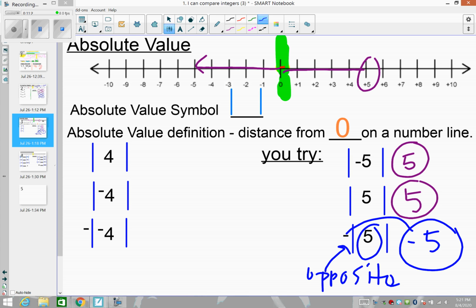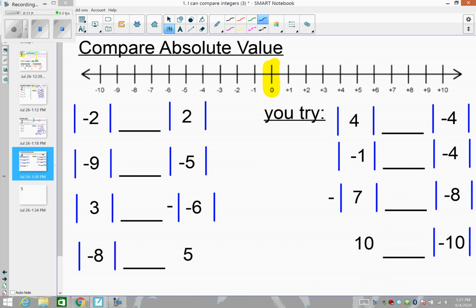Okay, so now let's combine the 2 skills of how we compare integers and how we compare absolute values. So this will be our last screen of the day, and then we'll just do a quick little summary of what we've learned in our work. So we're at the 11-minute mark right now. So let's take a look.